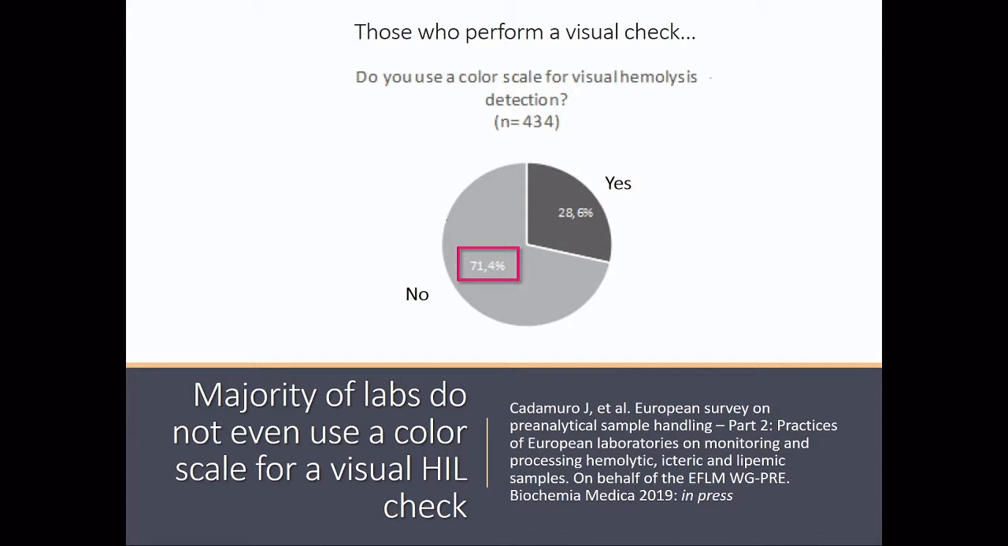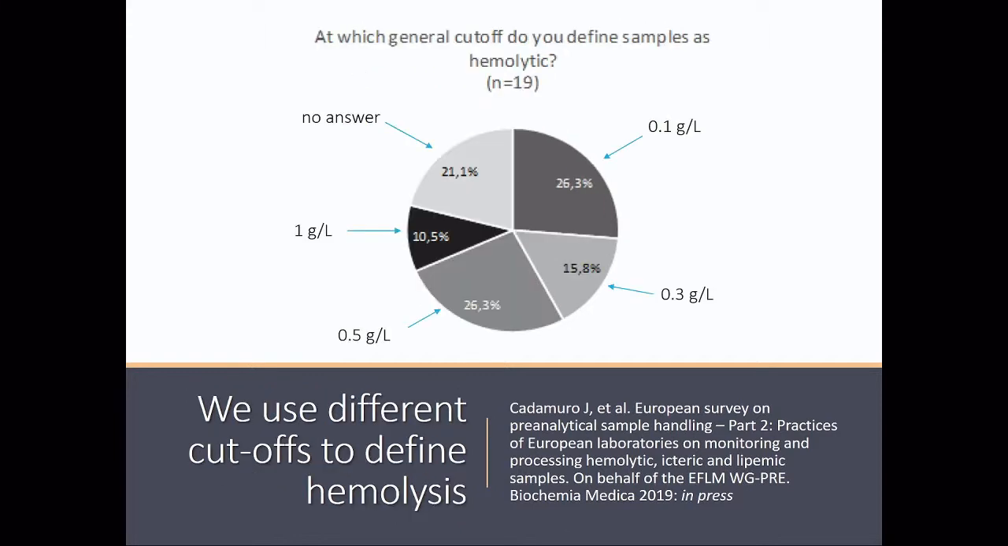And this is why we asked them, do you use a color scale to detect samples by visual detection? And unfortunately, the answer was no for 2/3 of the laboratories. So 2/3 of the laboratories are not using the color scale when they detect the degree of hemolysis.